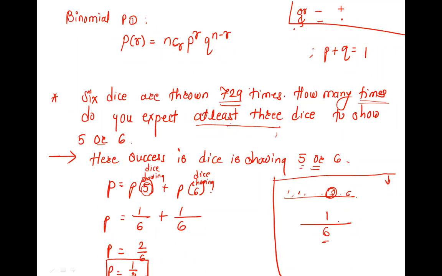Number of favorable outcomes upon total number of outcomes. For the dice to show 5 up, there is only one chance. Total chances are 6, so 1/6, and similar for the dice to show up 6. So P is 1/3. Is there any doubt related to this?